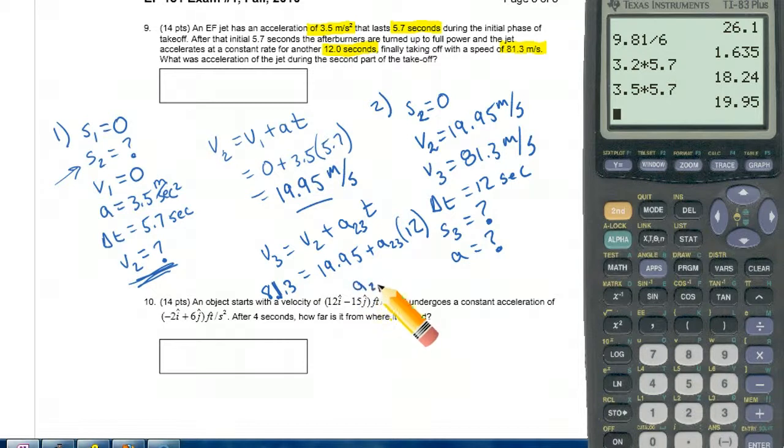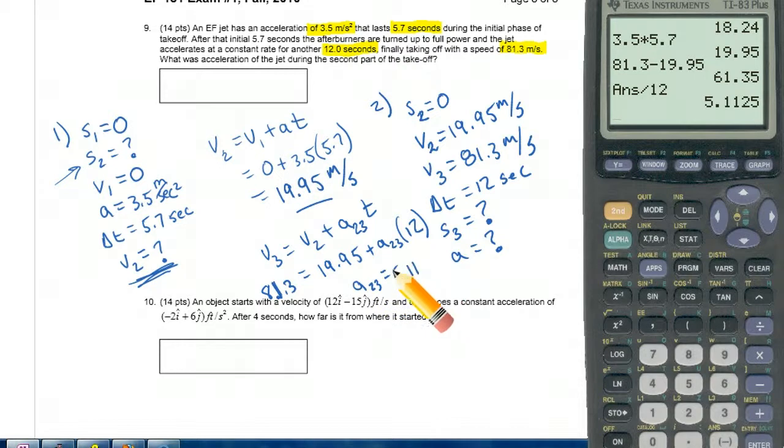Okay, a little algebra. Now let's see, 81.3 minus 19.95, that quantity divided by 12, is going to give us 5.11. Units are going to be meters per second per second. Meters per second squared.